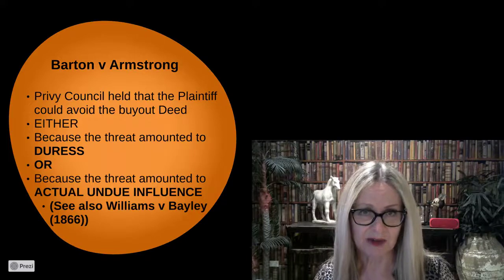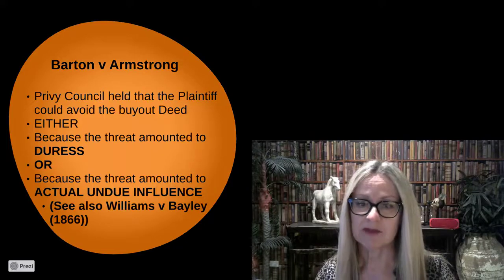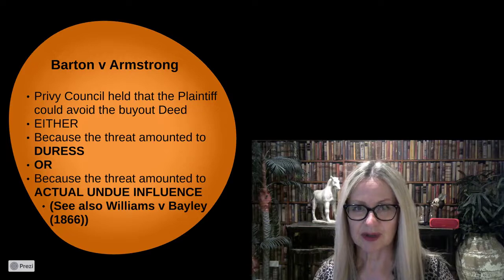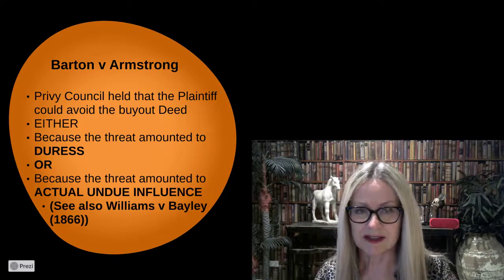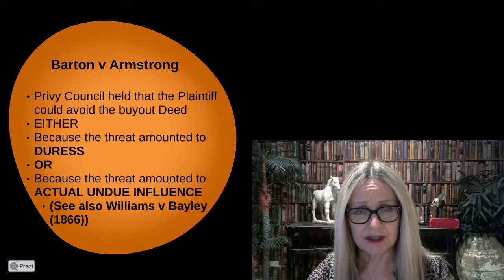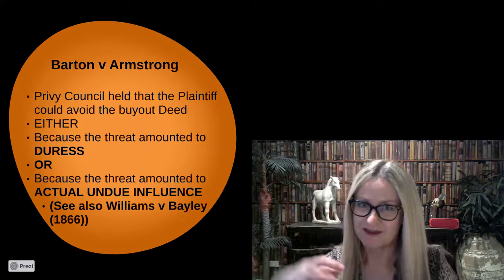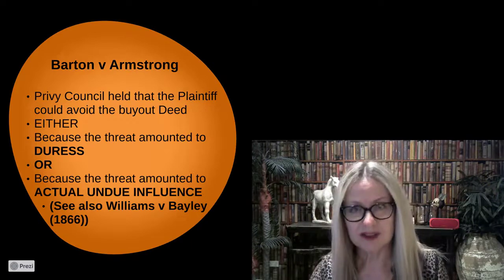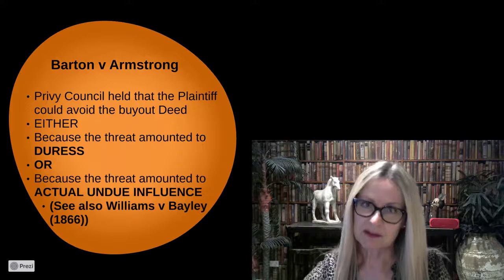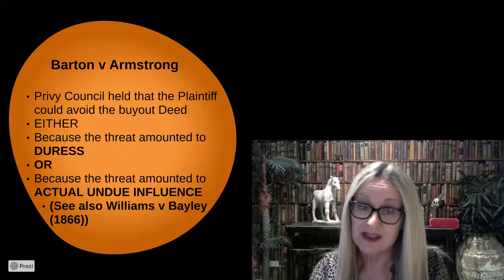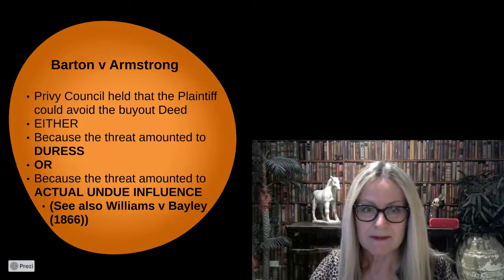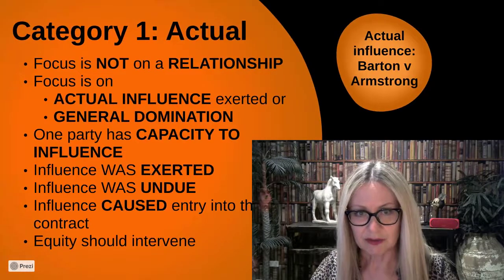Another interesting case of actual undue influence is Williams and Bailey. That was a son and father being coerced in relation to a financial transaction by a bank. So Barton and Armstrong is a good example of these vitiating factors coalescing. As I said, hopefully after today's videos and particularly after the unconscionable conduct videos, you'll start to make links between not just these vitiating factors, but also the other vitiating factors that we've had a look at in previous video series. So that is actual undue influence.